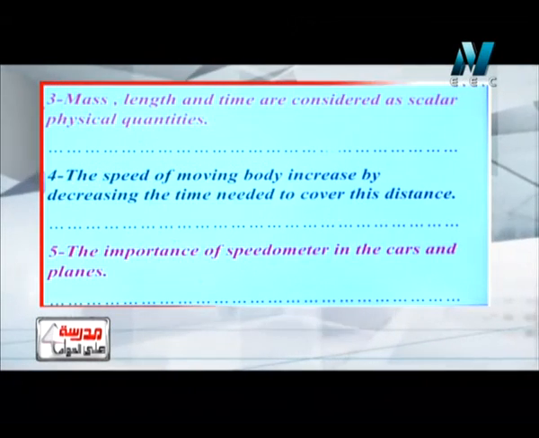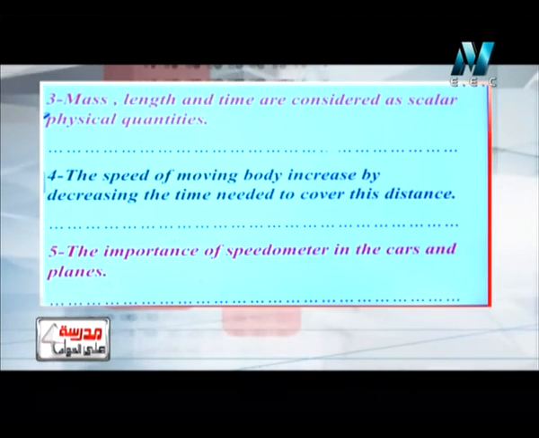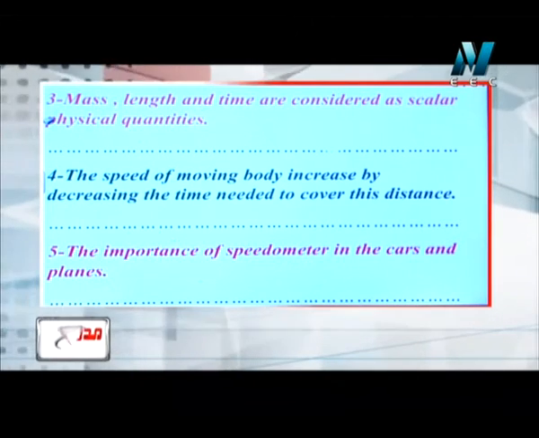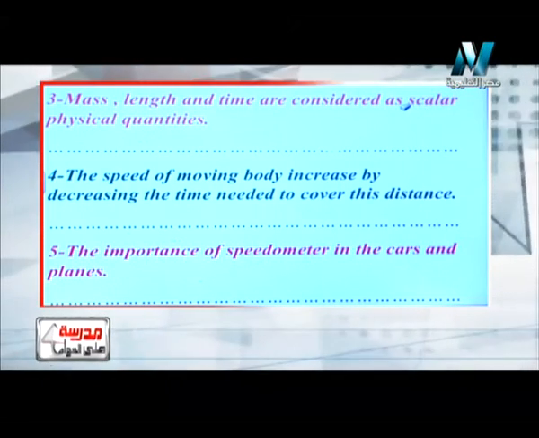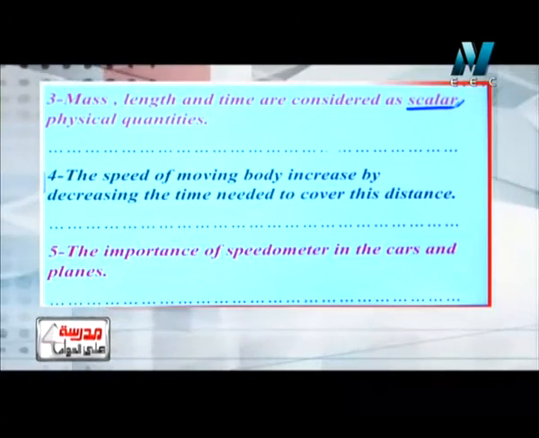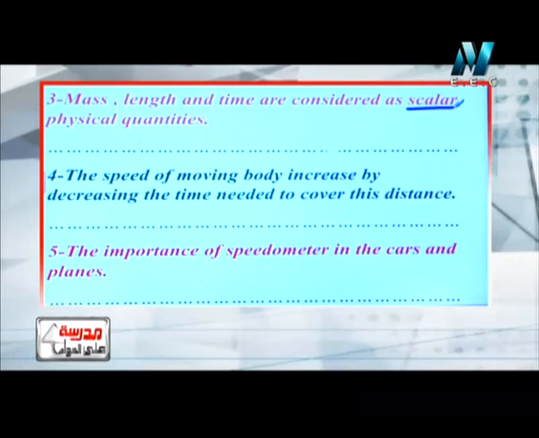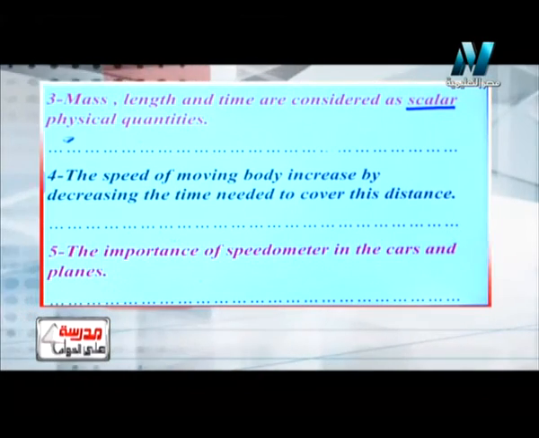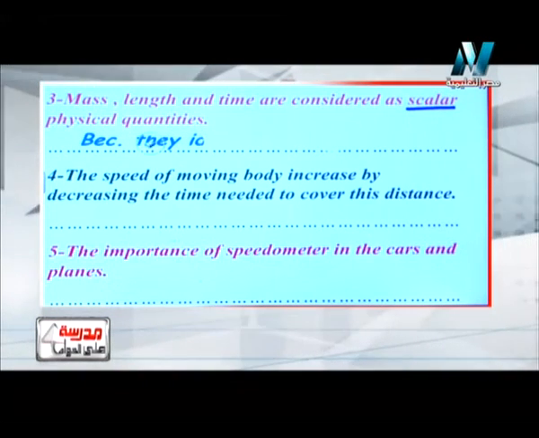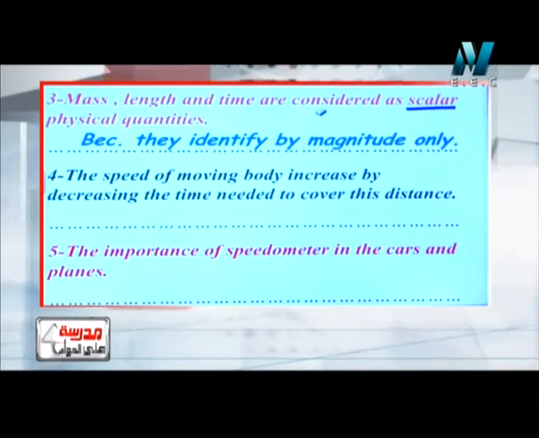Number 3: mass, length and time are considered as scalar physical quantities. We answer from what? Here we define scalar. We define a scalar as a quantity identified by magnitude only. Any scalar physical quantity, such as speed, distance, time, length, mass. Because they are identified by what? By magnitude only.